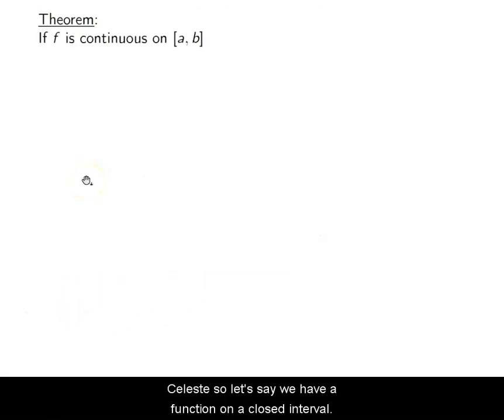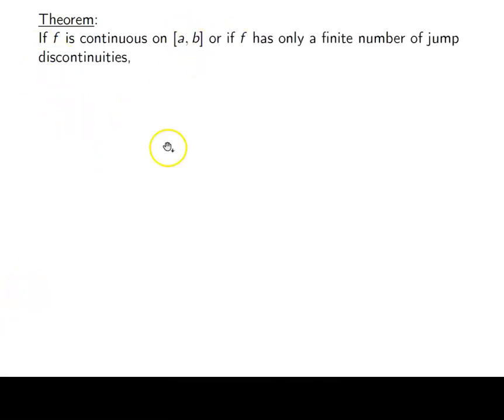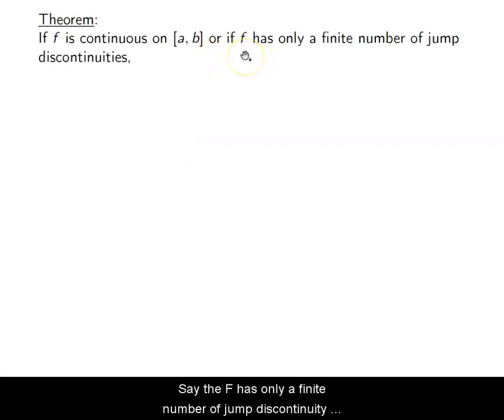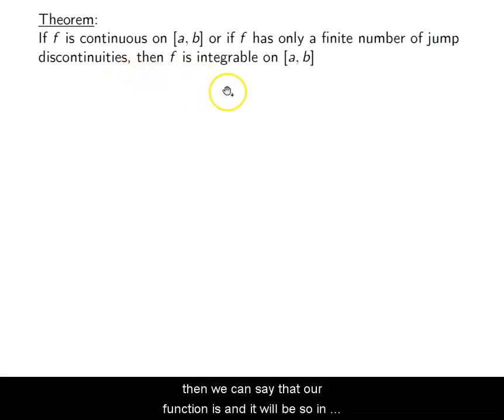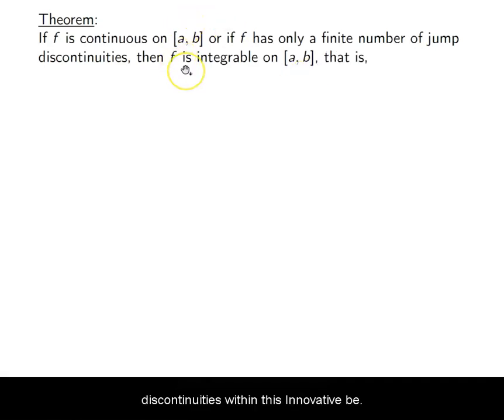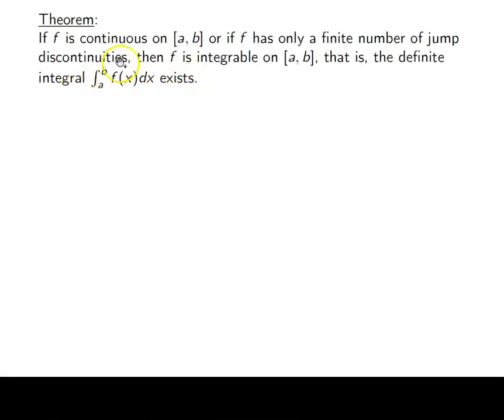Okay, so let's talk about another theorem. Let's say we have a function that's continuous on a closed interval, a to b, or let's say that f has only a finite number of jump discontinuities. Then we can say that our function is integrable on a to b. So in order for it to be integrable, it has to be continuous, or if it is jump discontinuous, there's a limited number, meaning there's not an infinite number of discontinuities within this interval a to b. So if it's integrable, then that means that the definite integral exists, right?